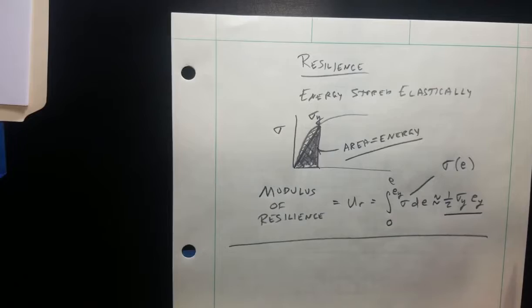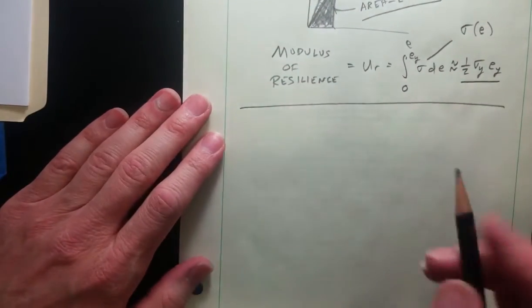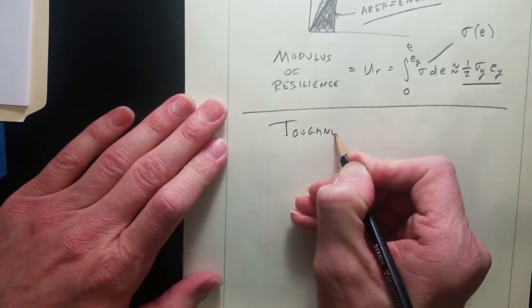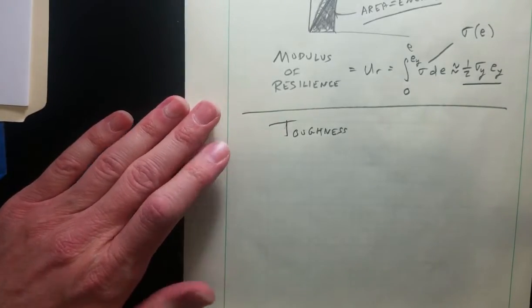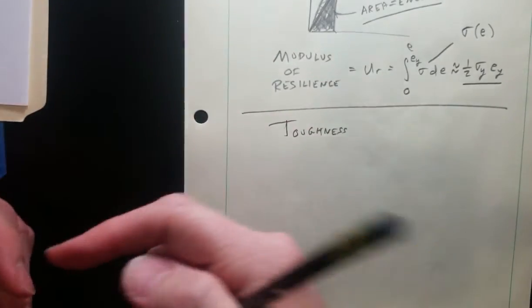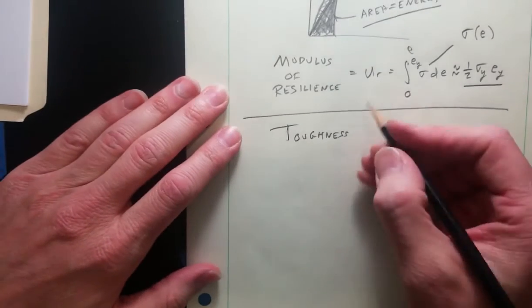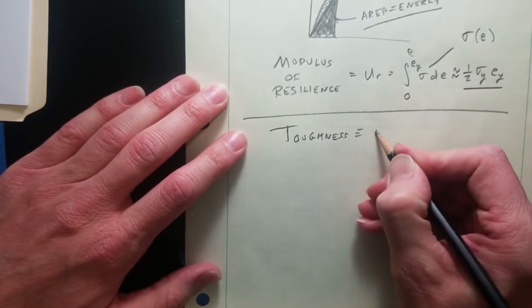And lastly here, we have the toughness. And there's lots of ways to characterize this. People talk about it in terms of the crack propagation in ceramics and Vickers hardness testers and whatnot. But here, we're just going to characterize this as the energy required for fracture.